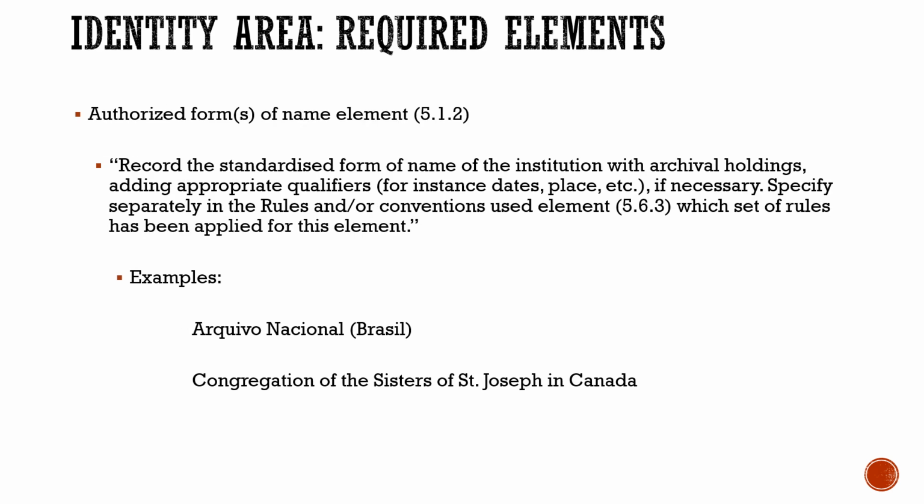The second obligatory element is authorized form of name, which is found in the identity area. The rule in ISDIAH is record the standardized form of name of the institution with archival holdings, adding appropriate qualifiers, for instance, dates, place, etc., if necessary. Specify separately in the rules and/or conventions used element which set of rules has been applied for this element. And there is an example shown.